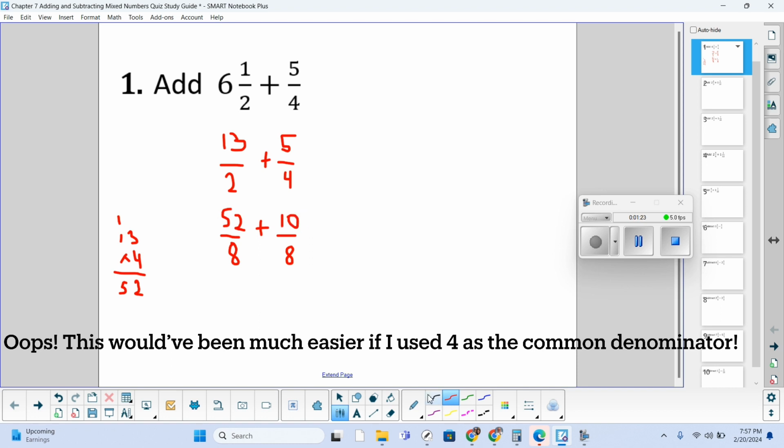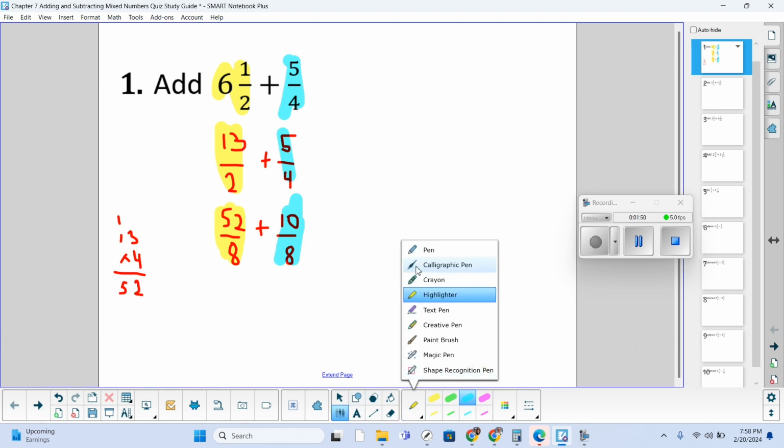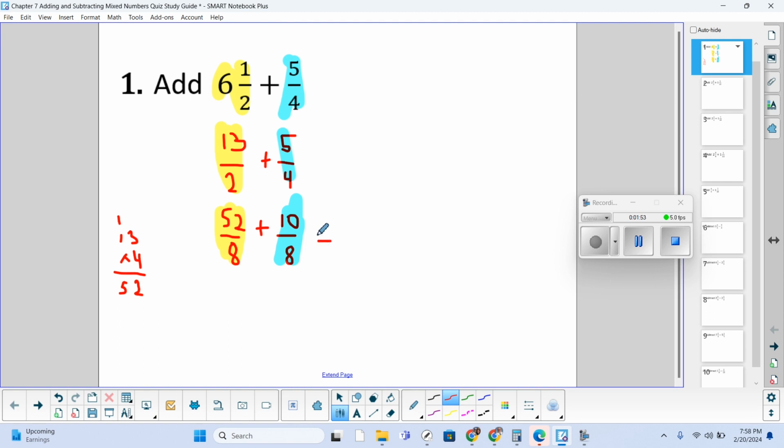All right. As I like to remind students, what I'm doing when I write it this way is I'm saying this mixed number is equal to 13 over 2, which is equal to 52 over 8. And this fraction, 5 over 4, is obviously equal to itself, which is equal to 10 over 8. And as I add them, 52 plus 10 is 62 over 8.